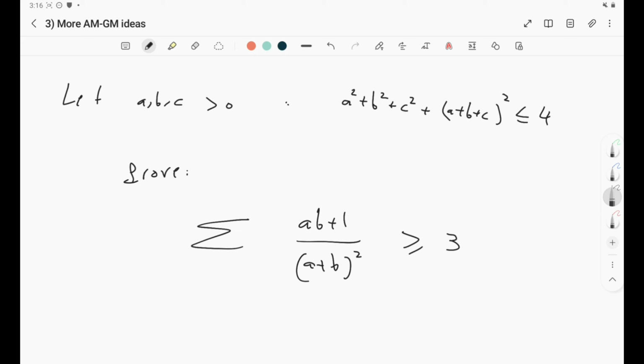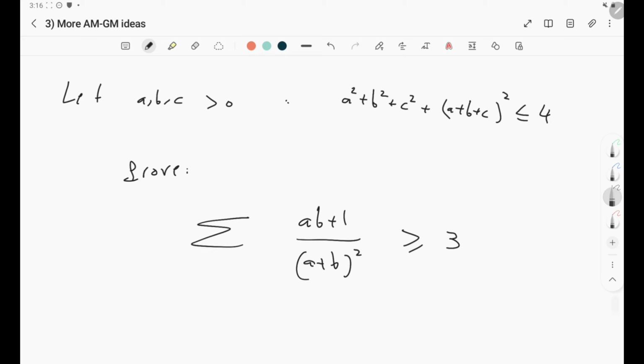So how can we deal with such a question? Here we have a condition and an inequality that we need to prove. How can we deal with that? First of all, if we look at the condition they gave us, clearly we can do some stuff to this. We should not just be looking at it like this: a squared plus b squared plus c squared plus (a plus b plus c) squared. The simplest idea is to expand this and see what we can do after simplification.